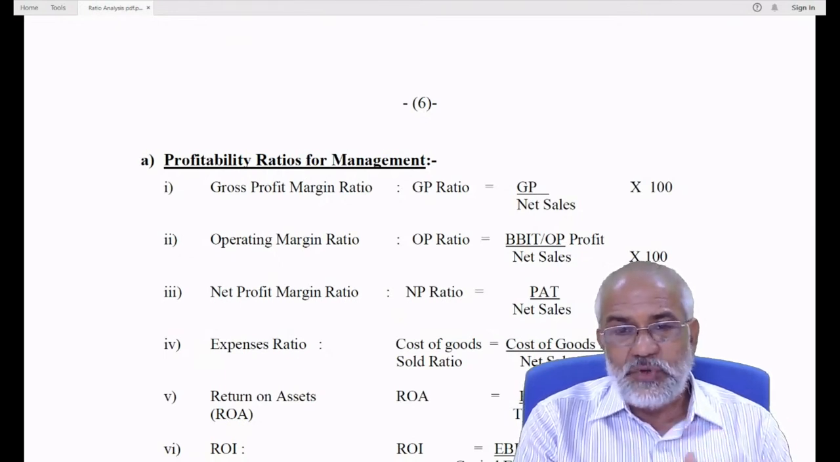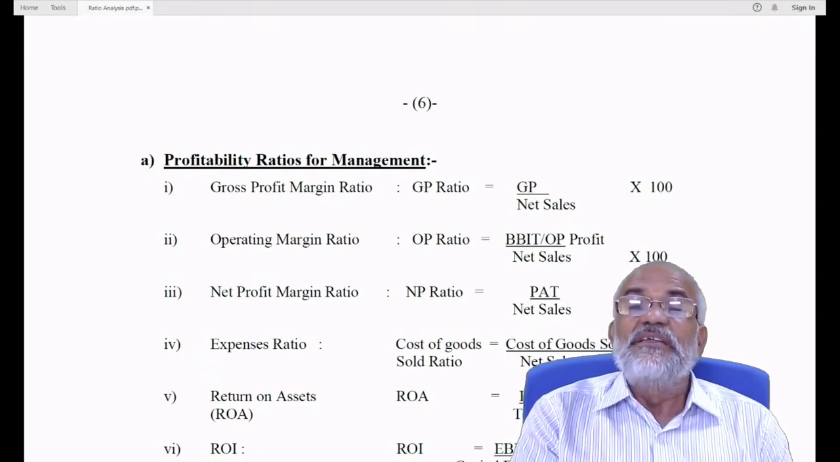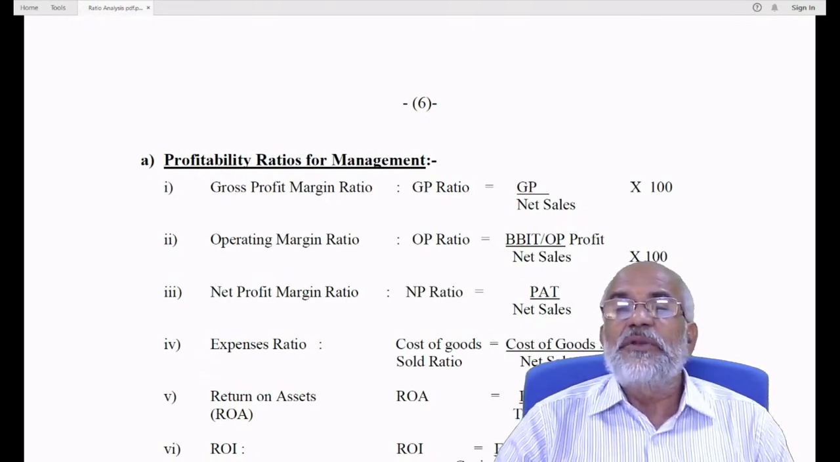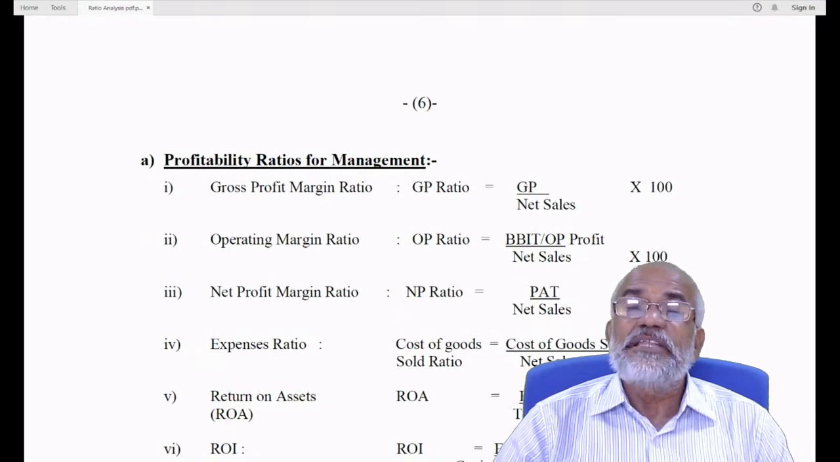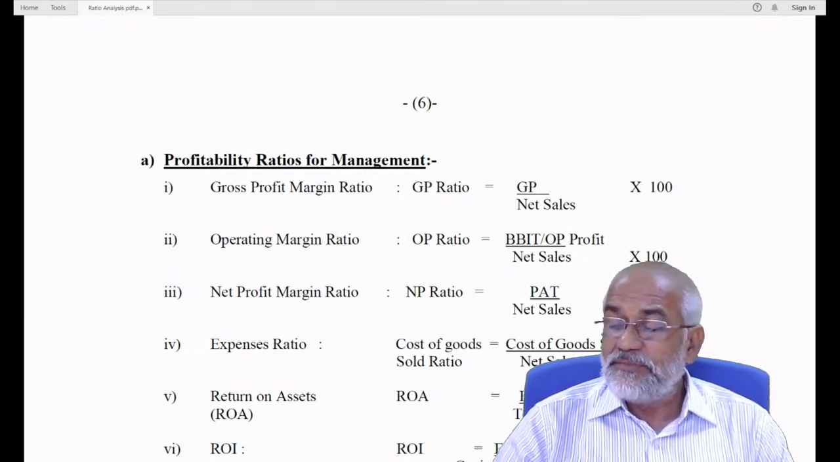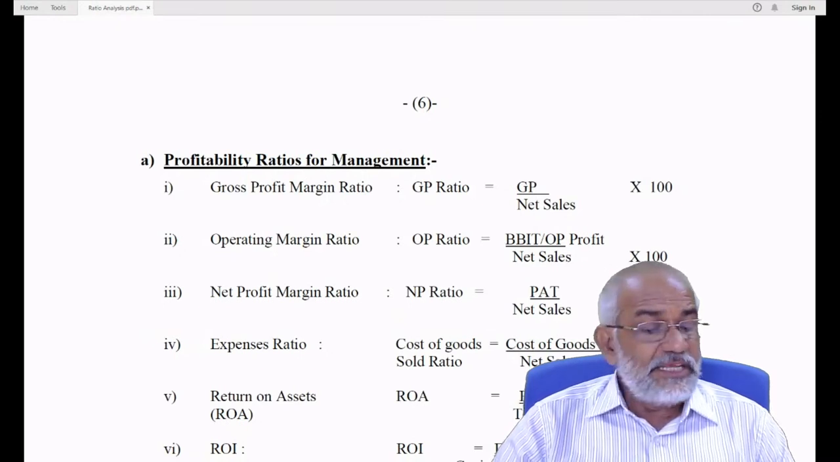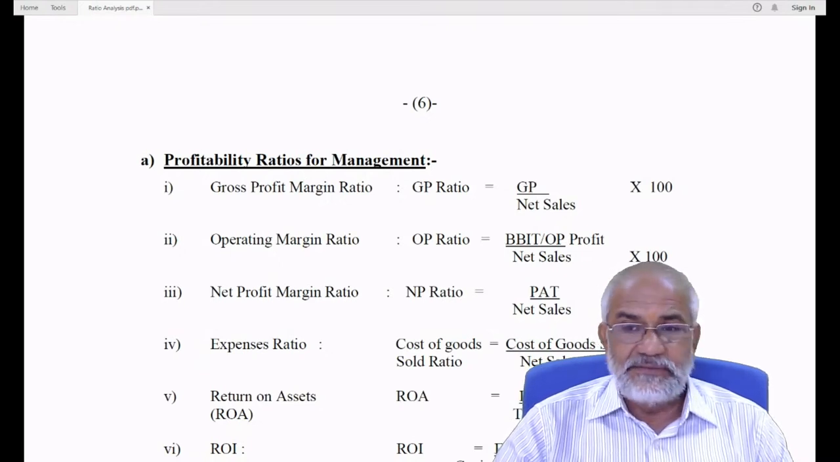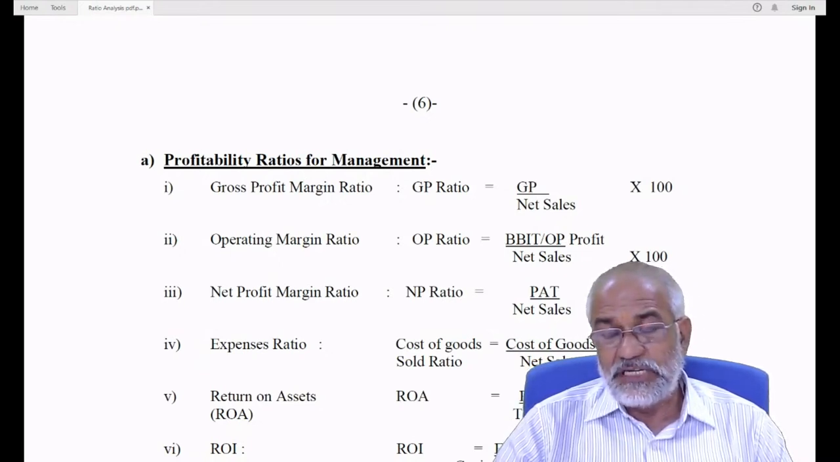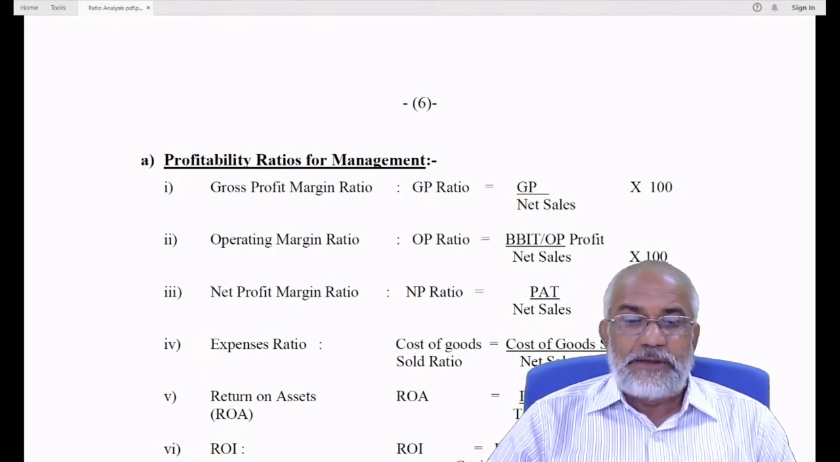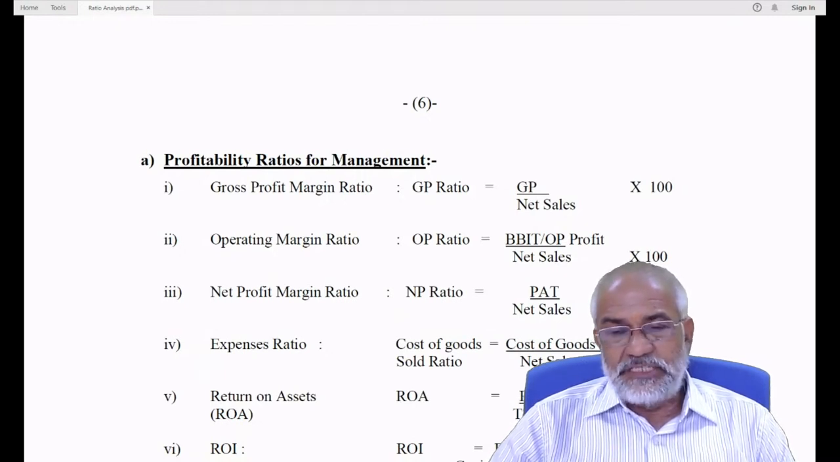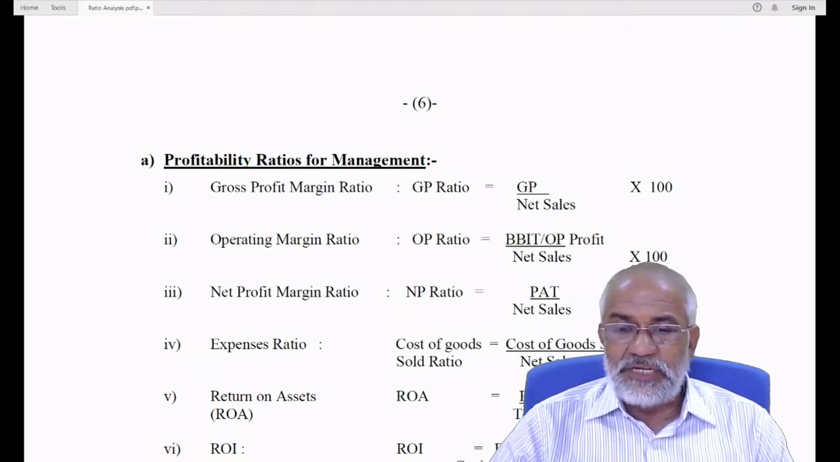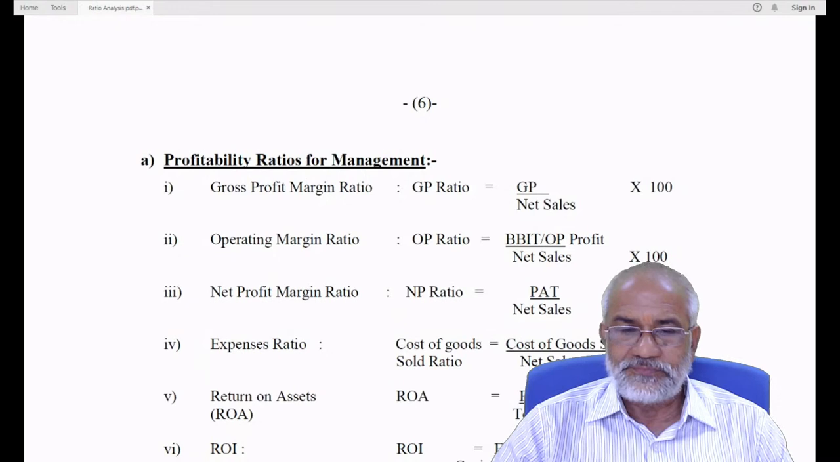Then the operating margin ratio or operating profit ratio, that is EBIT, earnings before interest and tax. It's a typing mistake, it is written as BBIT, it's not BBIT, it is EBIT. EBIT, otherwise known as the operating profit, when it is divided by the net sales and multiplied by 100, it would be the operating profit ratio. Then the net profit margin ratio or net profit ratio: the net profit, or the profit after tax, when divided by net sales into 100, would be the net profit margin ratio.